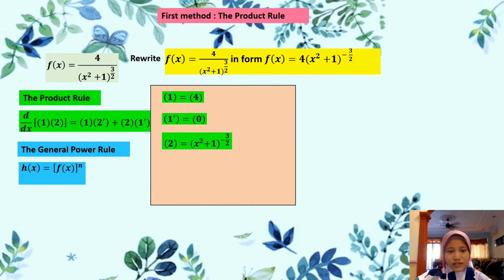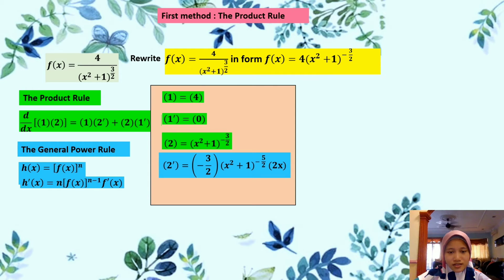h(x) equal to f(x) raised to power n, where n is a variable. f(x) is x squared plus 1. n is negative 3 over 2. h prime x equal to, then we proceed to find 2 prime. n is negative 3 over 2 times f(x), where f(x) is x squared plus 1, to the power n minus 1, which is negative 3 over 2 minus 1. So we will get negative 5 over 2.